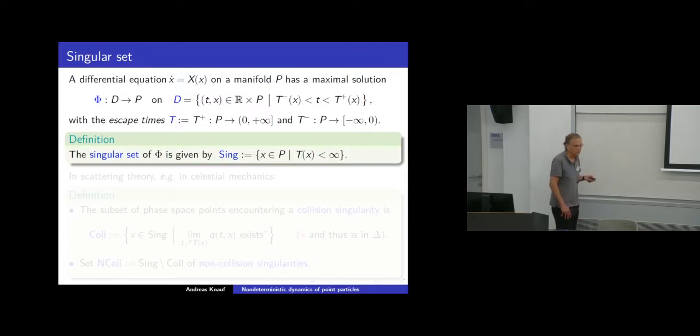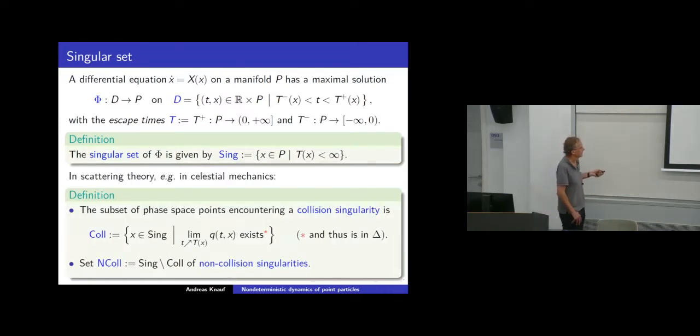And of course D is then an open subset of R cross P. So that's a completely general concept, and the singular set is then just defined to be the set of initial conditions where this T plus is finite. You could of course also think of T minus, but especially because these systems I would consider are reversible, just stick to T plus and call it T. So that's a general ODE definition of singular set. And if you have the situation of scattering theory or these Hamiltonians, then you can be more specific.